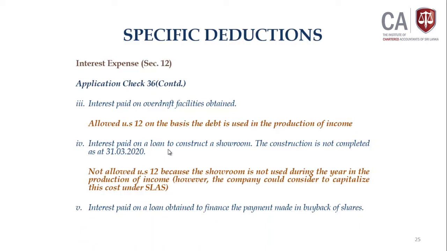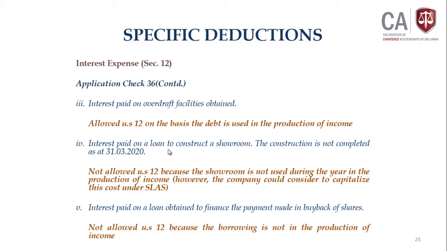Interest paid on a loan obtained to finance the payment of a buyback of shares. This is one of the classic examples, according to my understanding. It is not covered under section 12. Why? Because the buyback of shares is not for business purposes. The loan is not used in the production of income. Therefore, it is a good example: this interest is outside the scope of section 12. It is not incurred in the production of income, so you can't claim.